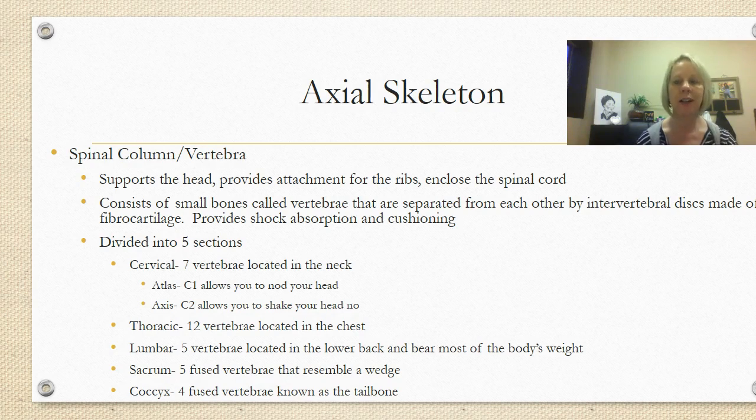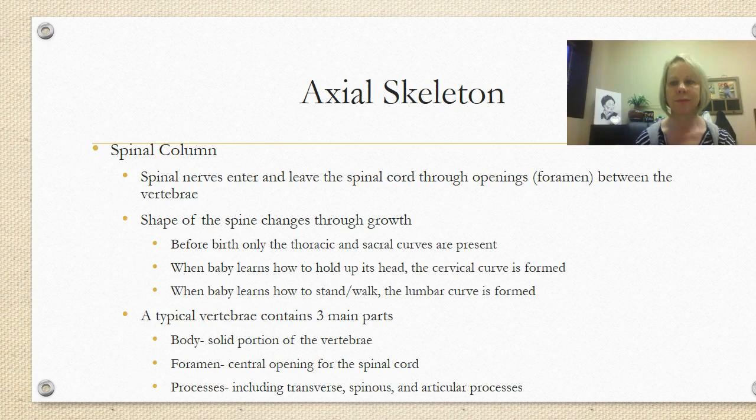The sacrum is made of fused bones, and so is the coccyx, or the tailbone. Inside of the vertebra is where your spinal cord is, and it's protected.